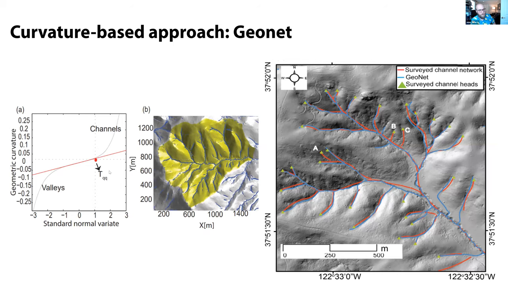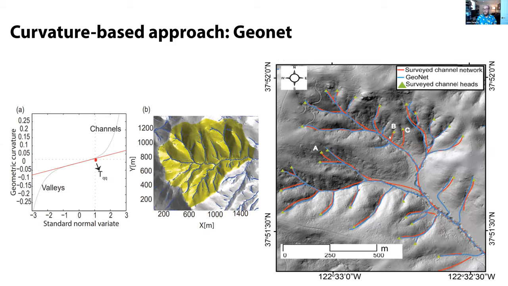So just as an example of that, here we can see a QQ plot of geometric curvature showing that on different sides of that distribution, we have where we have likely channelized regions and where we have likely valley regions and where we have more hill slope regions. And then we can use that to classify within the landscape where we have likely channels.